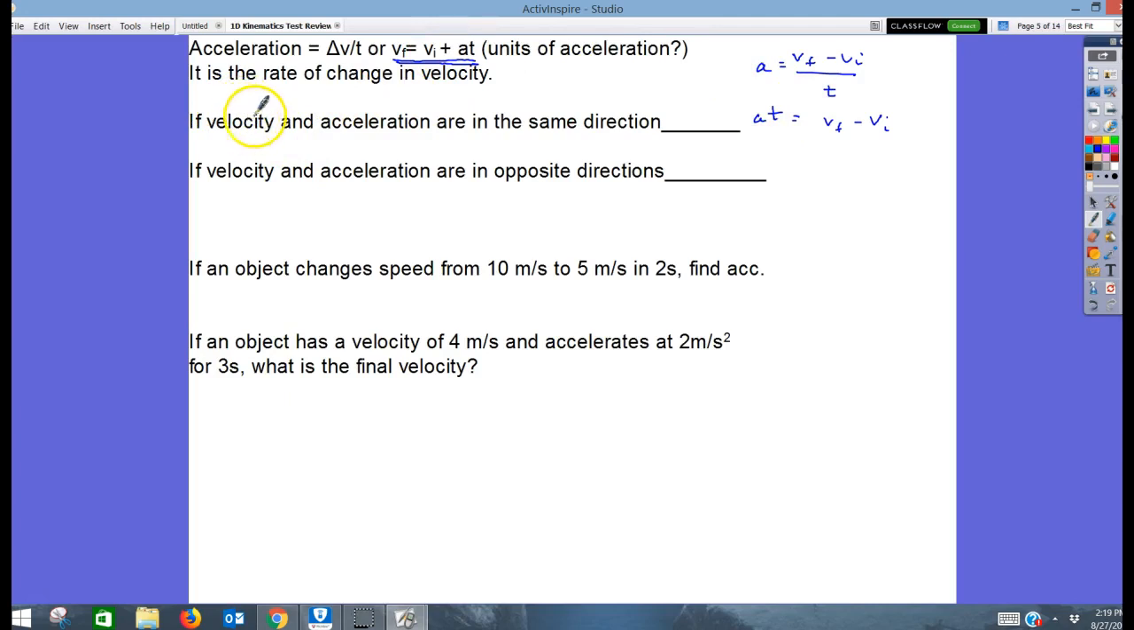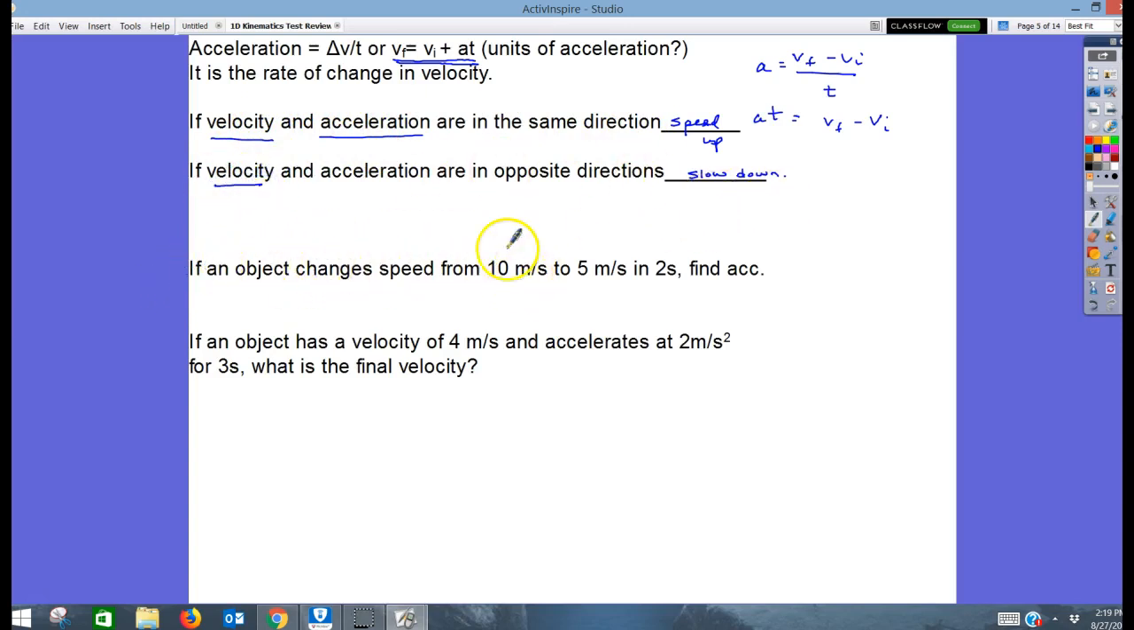Having a positive acceleration does not necessarily mean you're speeding up, and having a negative acceleration does not necessarily mean you're slowing down. The important thing is, how does the velocity direction compare to the acceleration direction? And if your velocity and acceleration are in the same direction, then you speed up. And if your velocity and acceleration are in opposite directions, then you slow down. So it's not any one of the directions, it's how they are together. Acceleration in the same direction speeds you up. Acceleration in an opposite direction to what you're going in will slow you down.